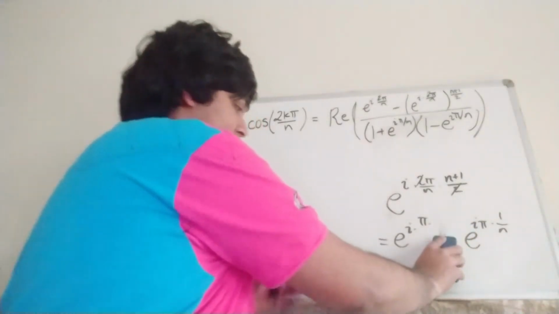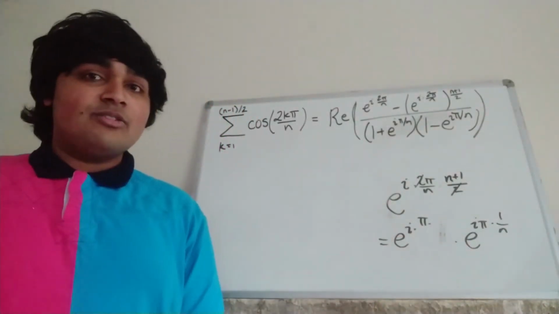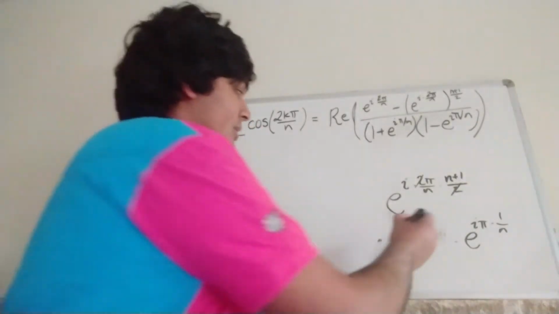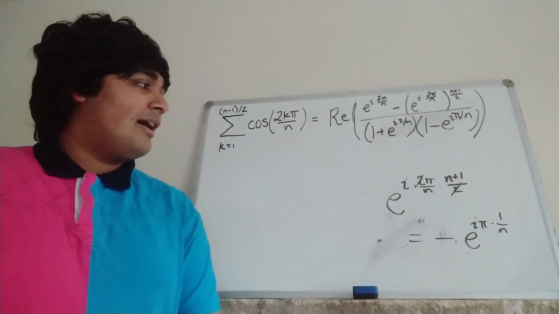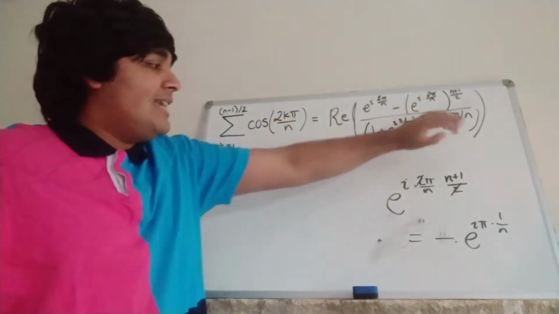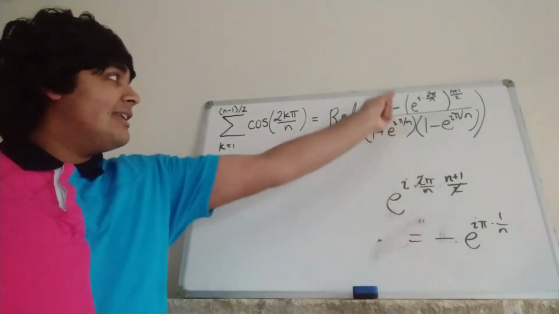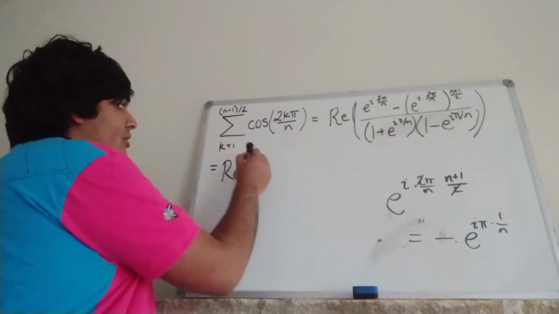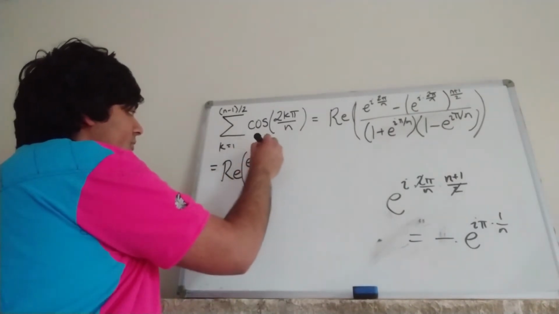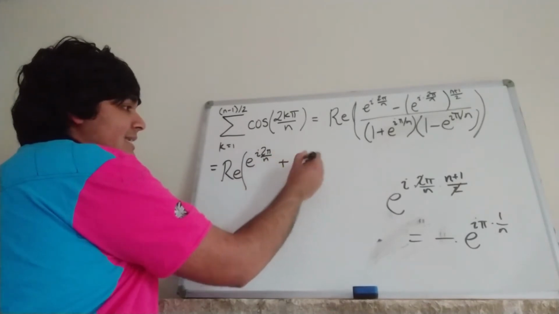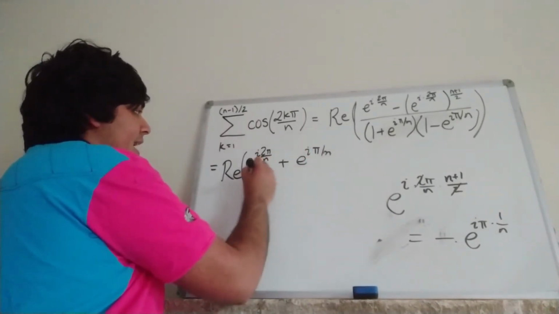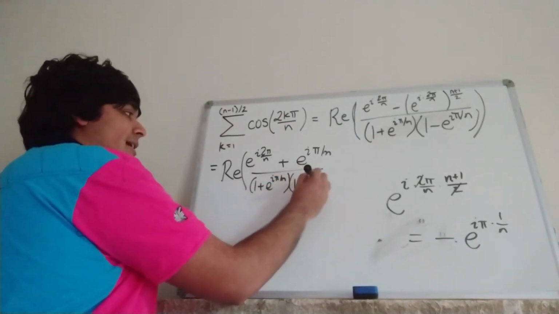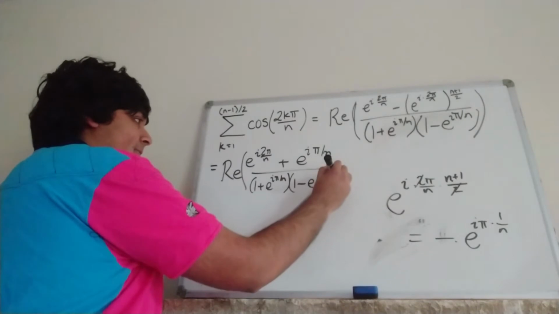So this thing is just e to the i pi, and e to the i pi, we know using Euler's formula, is just minus 1. So this altogether is just equal to minus e to the i pi over n. So we can replace this whole term with minus e to the i pi over n, and this minus sign is going to cancel with this minus sign. So all in all, this becomes the real part of e to the i 2 pi over n plus e to the i pi over n, and then we're dividing that by 1 plus e to the i pi over n, 1 minus e to the i pi over n, like so.